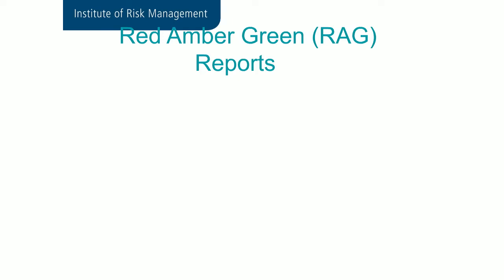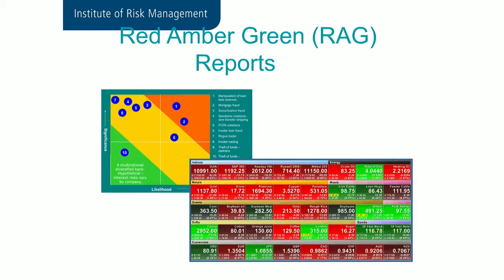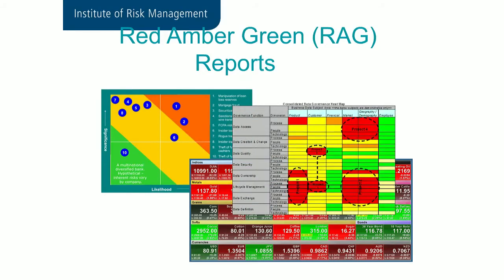So if we move on then to another type of tool, and that, of course, is one that I suspect many of you use, and that is red, amber, green, or RAG reporting. Now, a key benefit of RAG reporting, here are just some examples of RAG reports, is that they're an easy way to summarize information. Risk registers can, of course, sometimes include an element of RAG reporting.